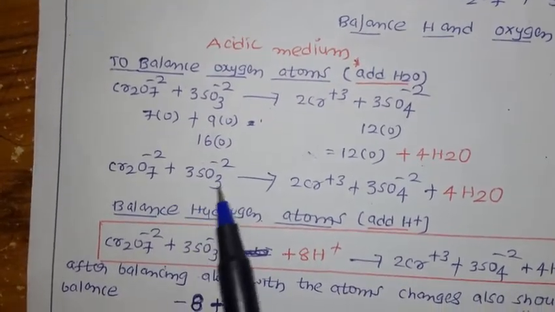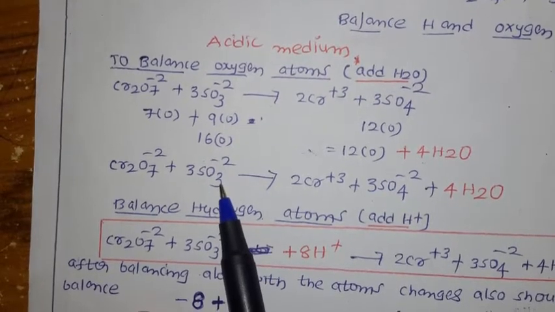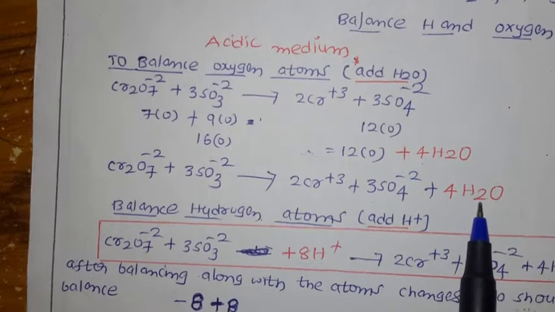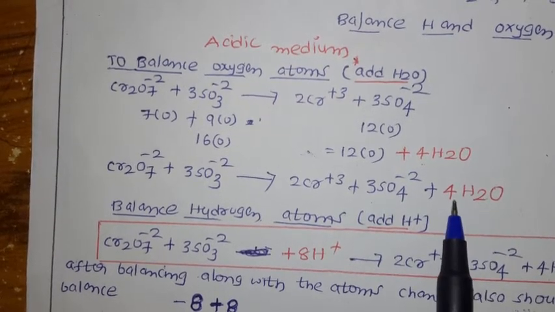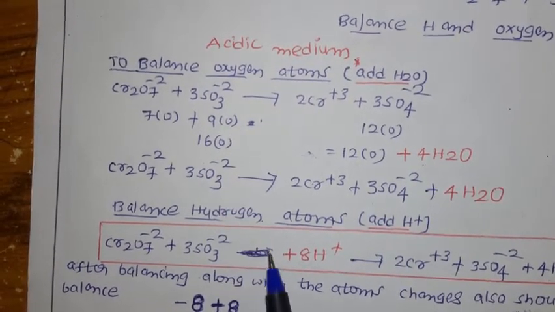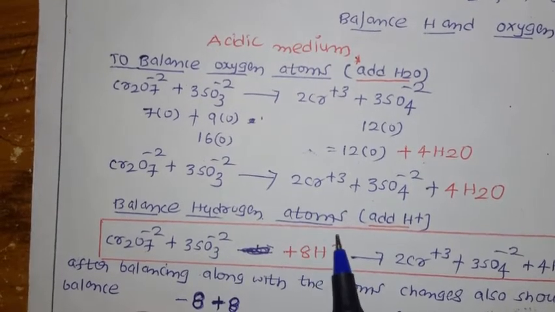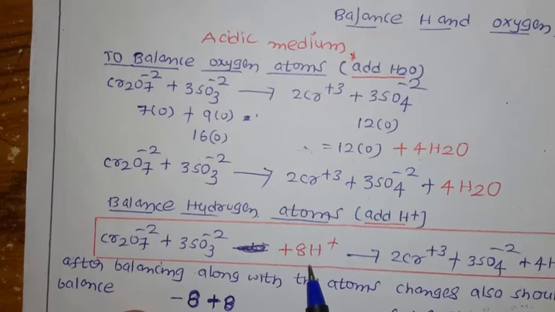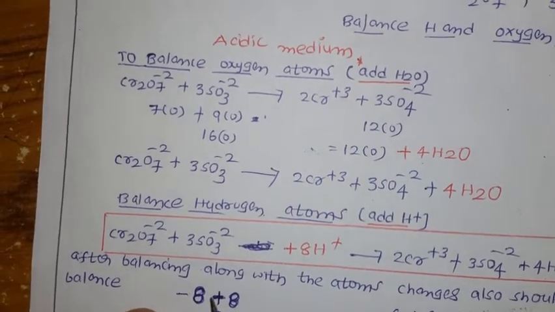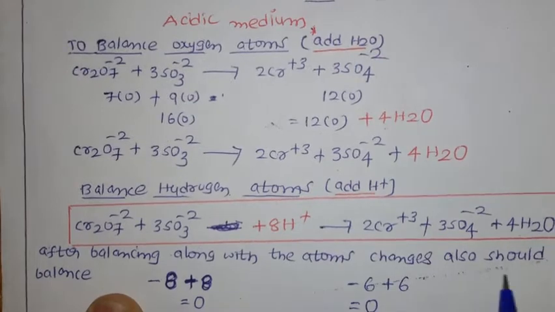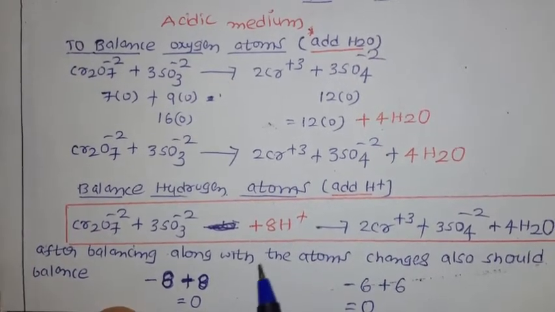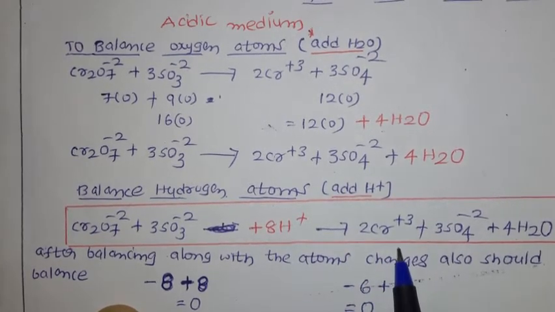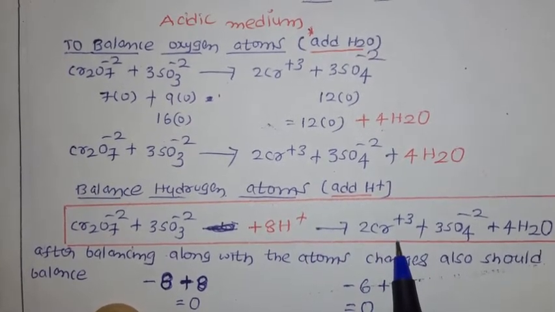Now how many hydrogens do we need? 8. How? Here 4 into 2, that is 8 hydrogen atoms. So here we have to add the 8H plus ions, balancing the hydrogen atoms by adding 8H plus ions at the reactant side. Now after balancing the atoms, the charges also should balance. Very, very important. Not only the atoms, which are now all balanced, you have to see the charges also.